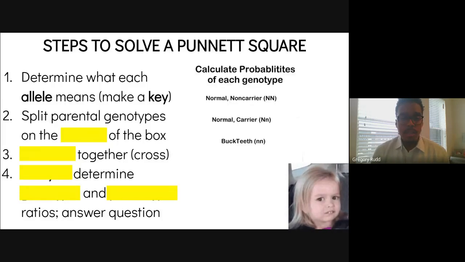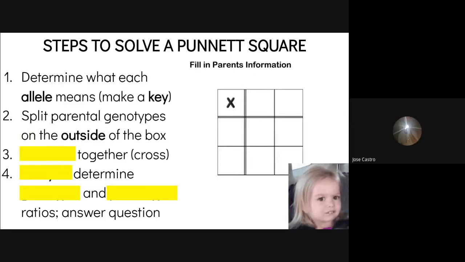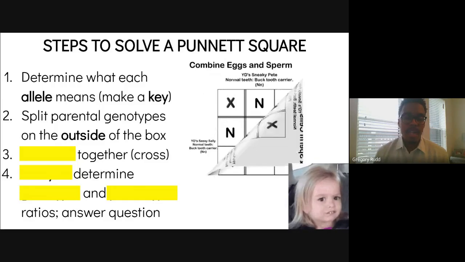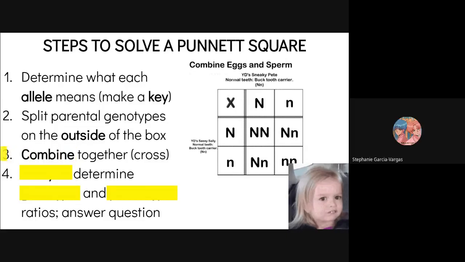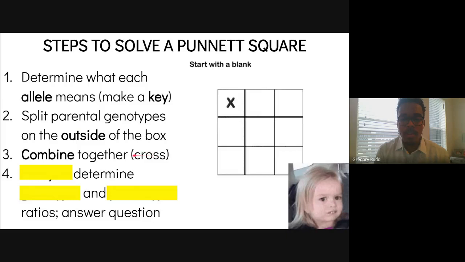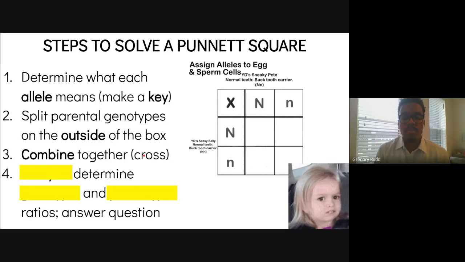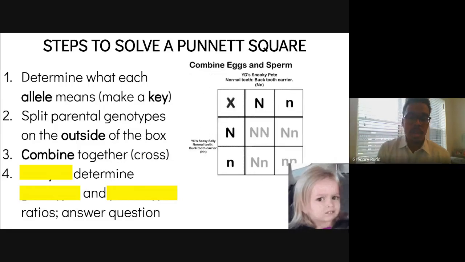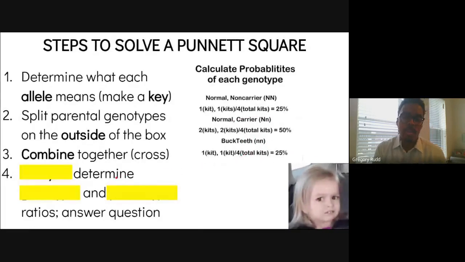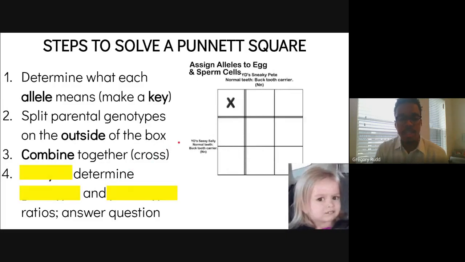Step two, split parental genotypes on the outside of the box. Step three, blank together. Combine, yeah. Now, I added this word today, cross, because you'll hear me refer to do your cross, or cross the alleles, or cross the parents, or what happens when you cross something. This is what I'm talking about when you combine them and you actually fill in the spaces of the Punnett square. Step four, blank determine blank and blank ratios.